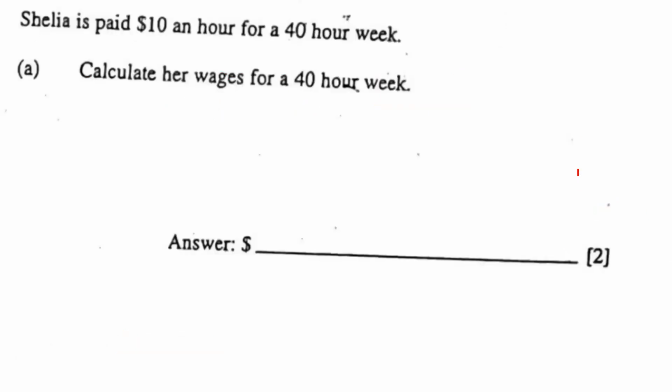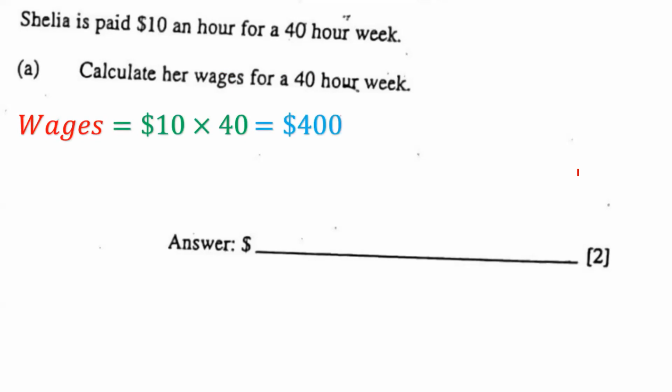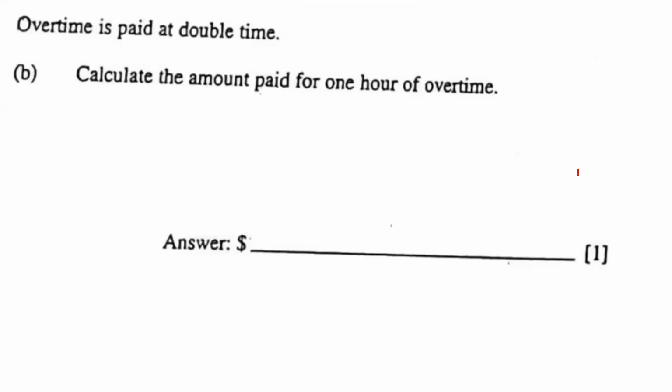Now let's move on to wages and salary. We have Sheila. She's paid $10 an hour for a 40-hour work week. Calculate her wages for a 40-hour week. She's paid $10 an hour, so her wages are going to be 10 multiplied by 40, because 40 is how many hours she worked and 10 is her wage. So it's going to be $40. Sorry, $400, because 10 times 40 is 400.